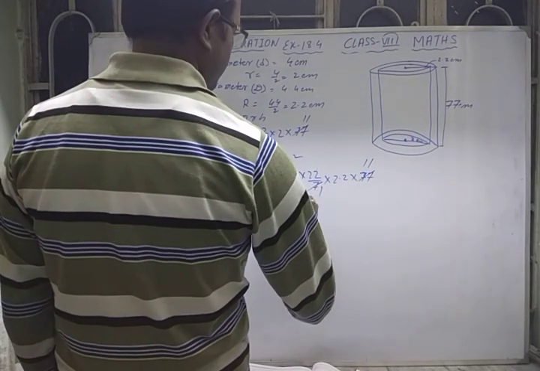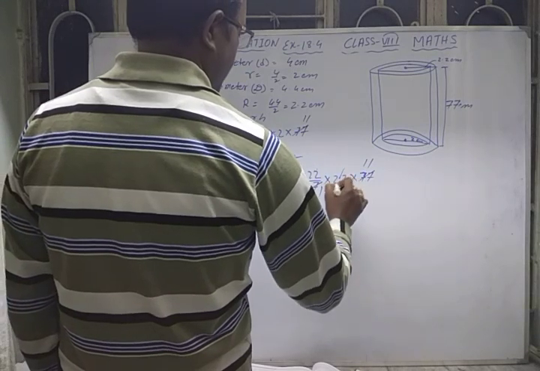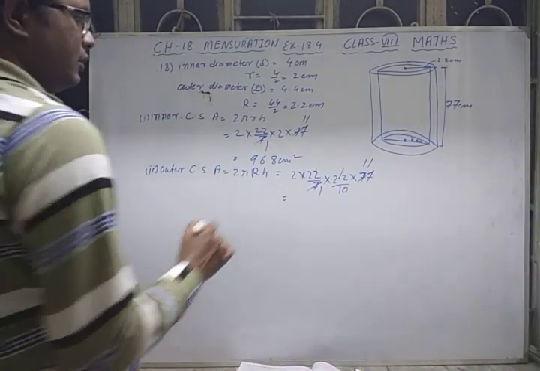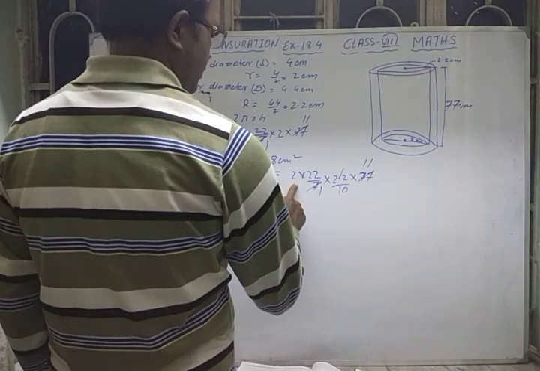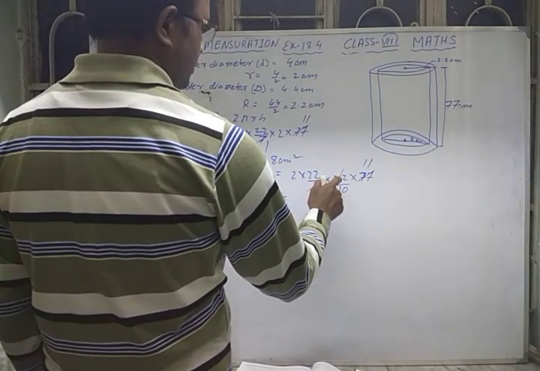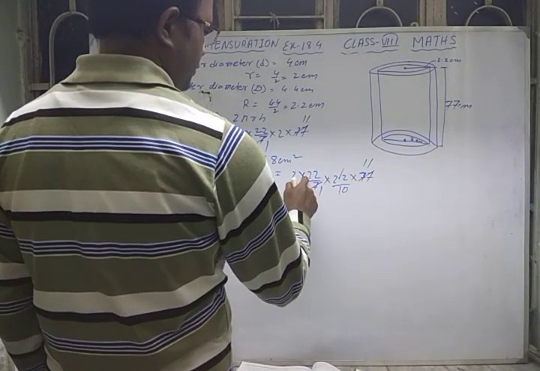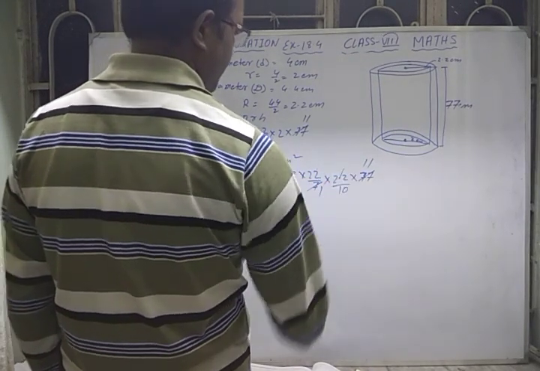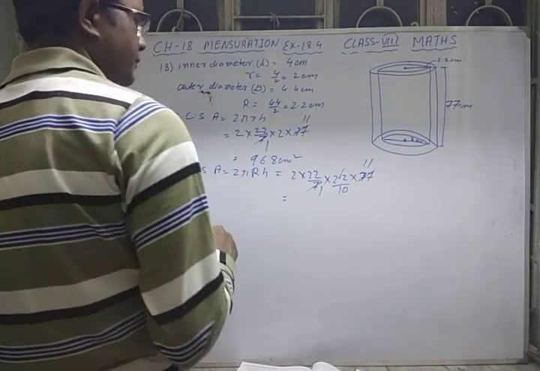So when you take this 10, eliminate the decimal. So here what you will get, 2 into 20 into 2 into 2, 44, 44 into 22 into 11. You have to do the calculation first.